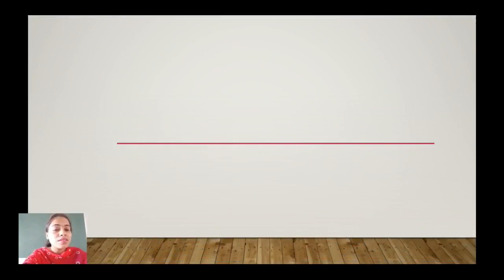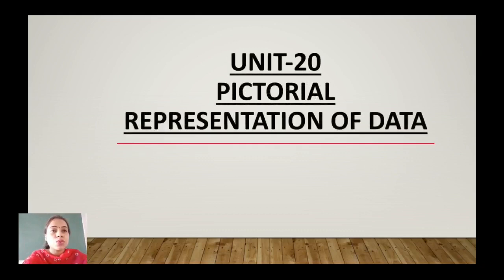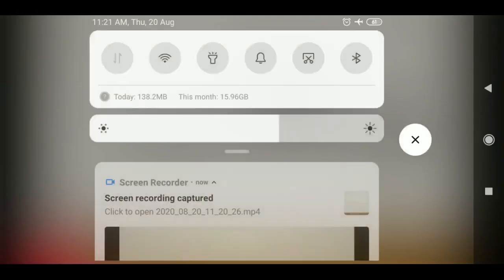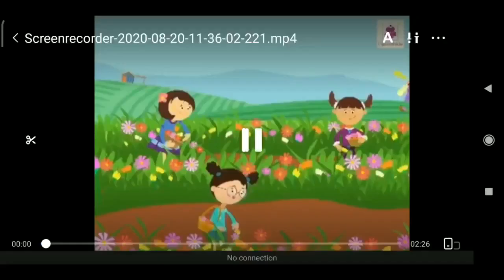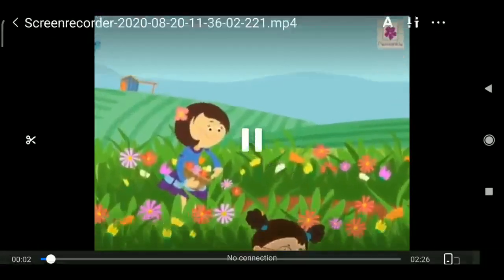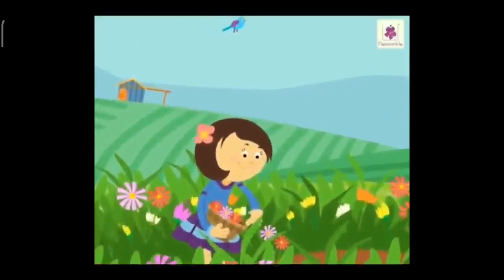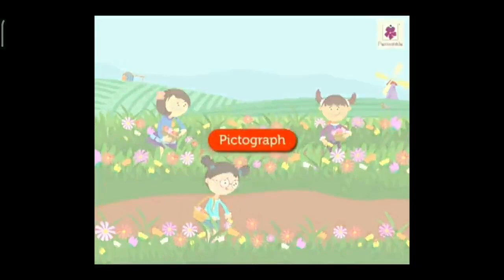Today we will learn about data representation called pictograph. So, unit 10, pictorial representation of data. Let us understand with this video. Today we will learn pictograph.